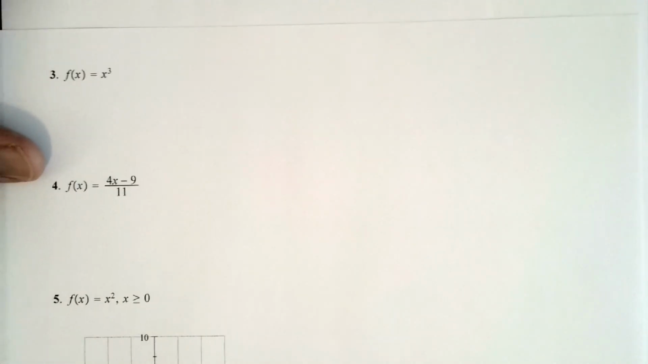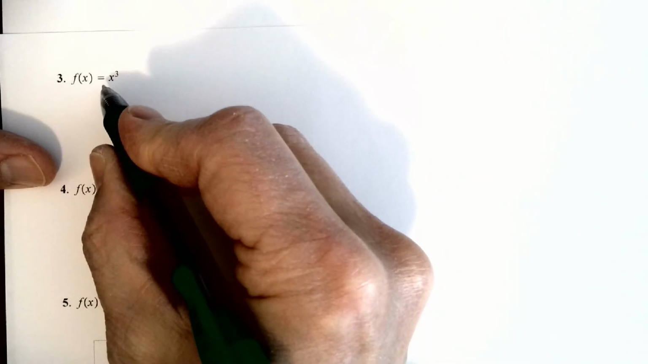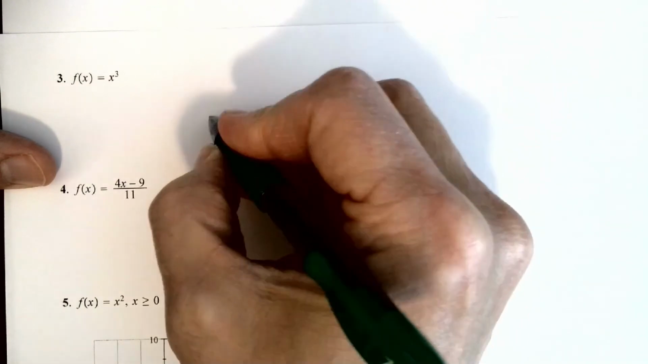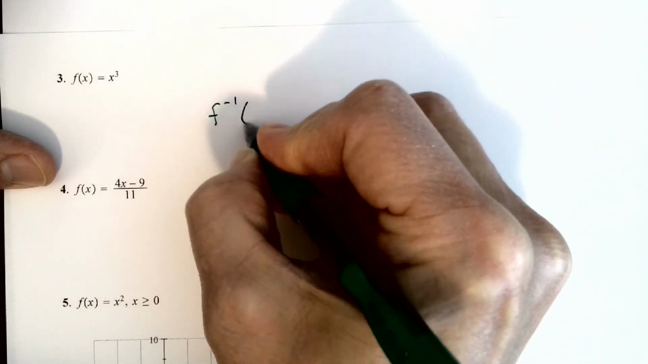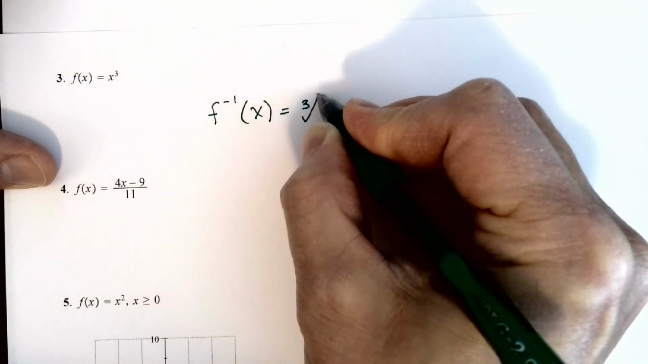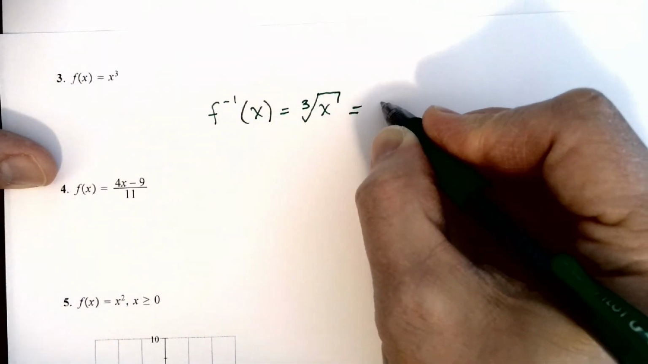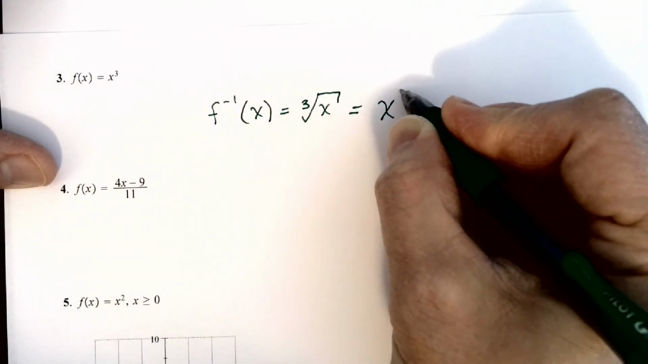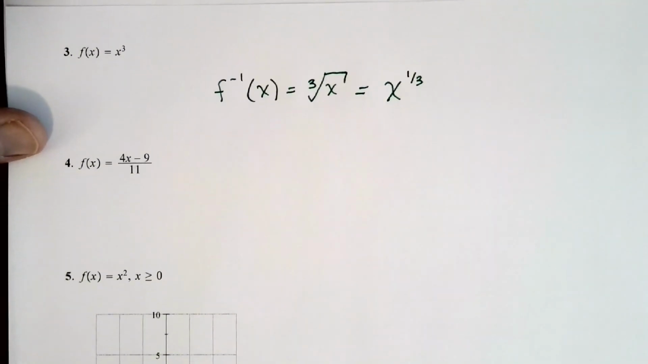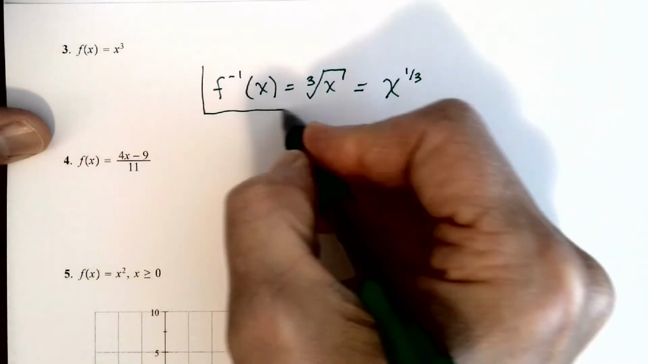What about the cubing function? How do I undo cubing a number? So if I plug in 2, 2 cubed is 8. If I plug in 4, 4 cubed is 64. How do I undo that? How do I undo cubing a function? Well, the answer is I take the cube root. The cube root of x, which by the way, can also be written as x to the 1/3 power. So there's the inverse function.